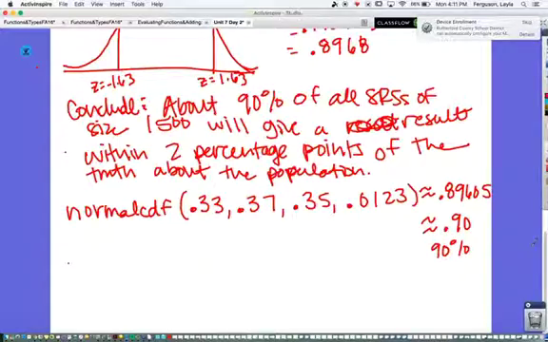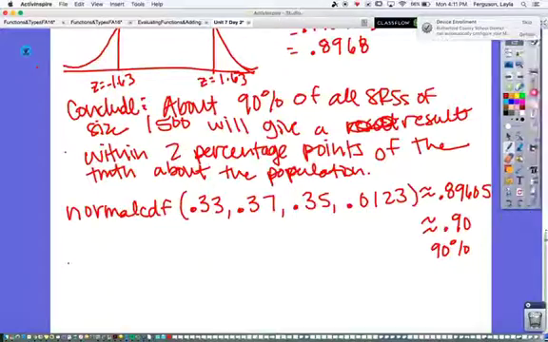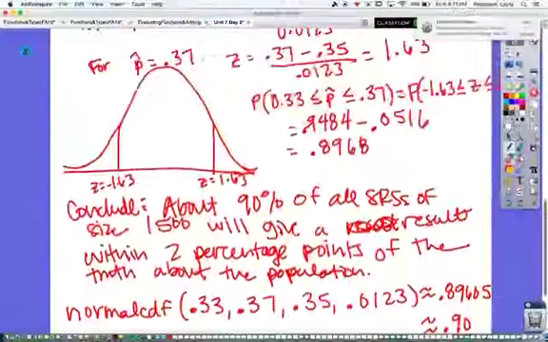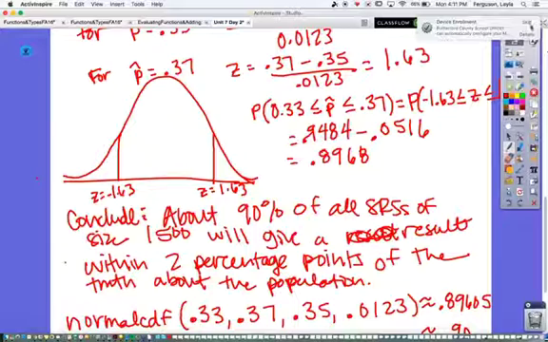So either way, you can get the right answer. I know that most of you probably prefer to use the calculator, so feel free to use that, although I do want you to be familiar with the standard normal table and how you use that.